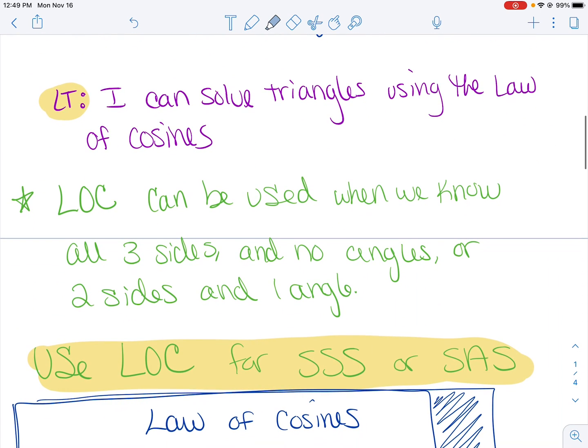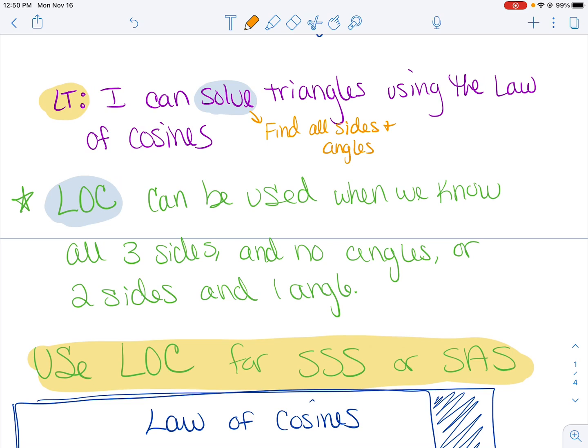So today we're going to focus on solving triangles using the law of cosines. That's your learning target for the day. Again, I abbreviated law of cosines as LOC. The law of cosines can be used when we know all three sides of a triangle or when we know two sides and one angle. And remember, our goal is to solve triangles, so that means find all the sides and angles.